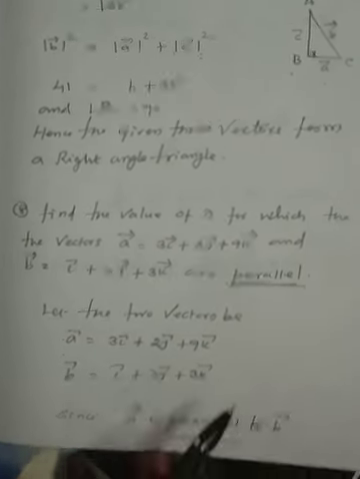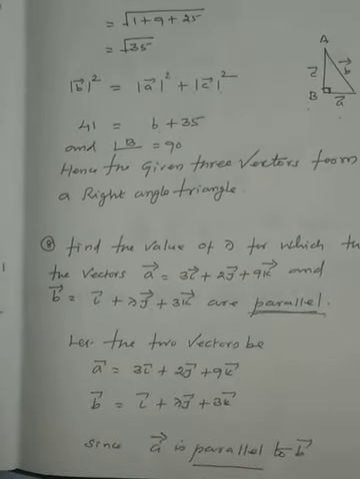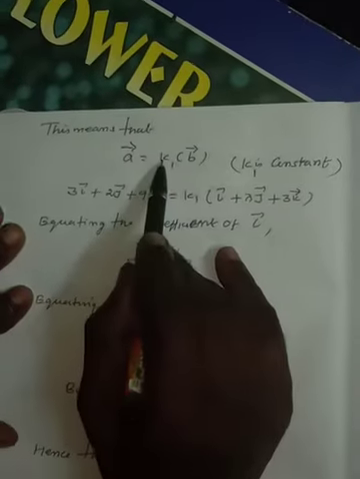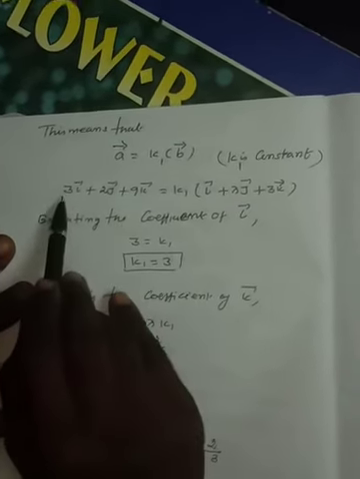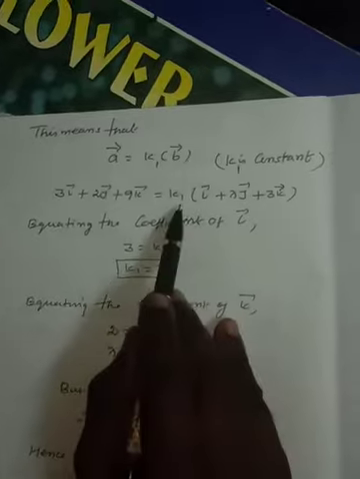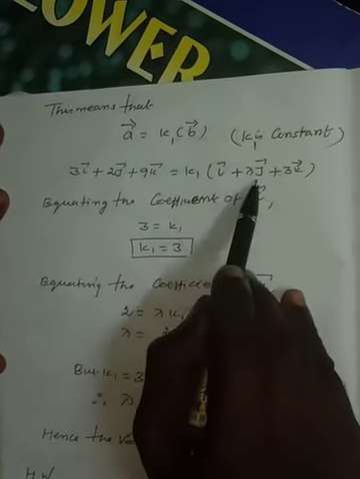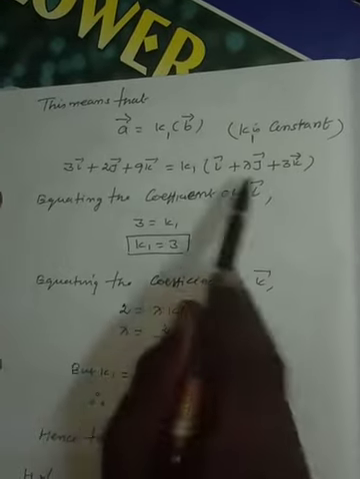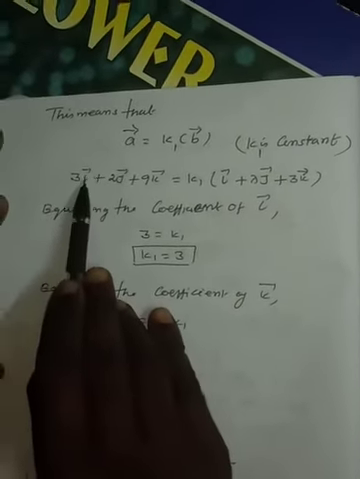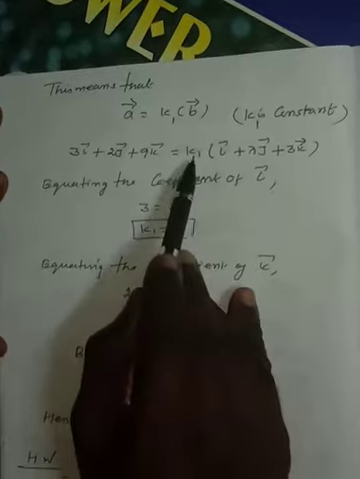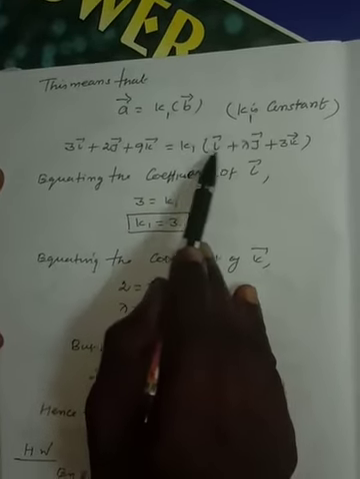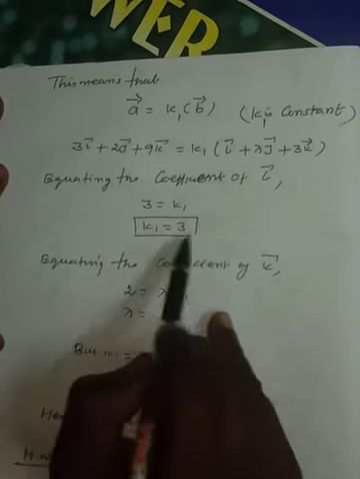The condition is, since these two vectors are parallel to each other, we say k1 is a constant. So 3i vector plus 2j vector plus 9k vector is equal to k1 into b vector, i vector plus lambda j vector plus 3k vector. Equating the coefficient of i vector, on the left hand side it is 3, on the right hand side the coefficient of i vector is k1. So k1 is equal to 3.